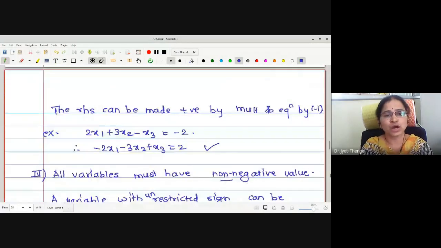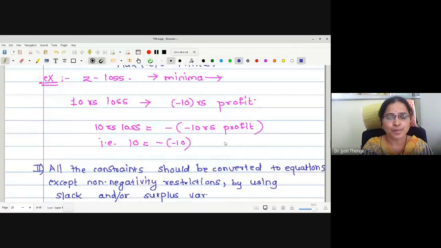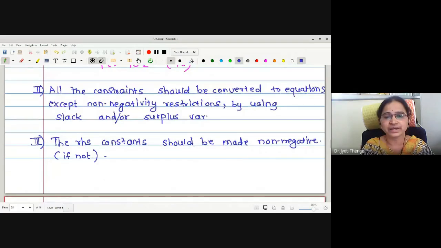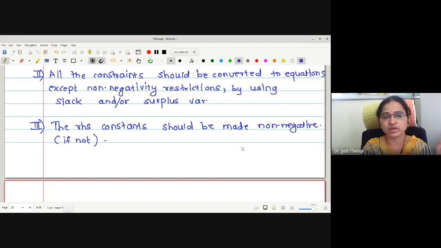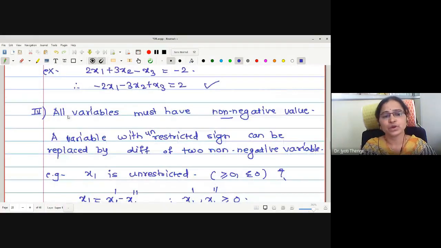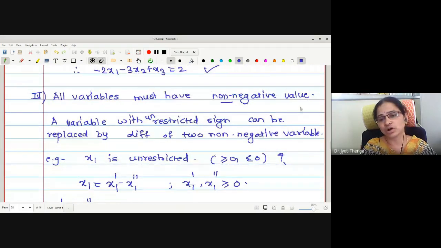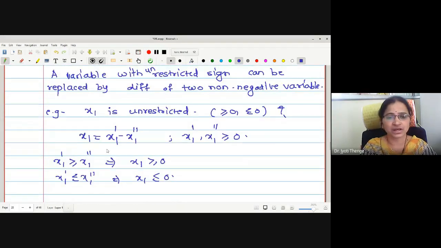Okay, understood how to make the formulation of standard LPP? First, the objective function should be in the maximization form. All the constraint inequalities should be converted to equations by adding slack and surplus as needed. Then third is the right hand side constant must be non-negative. If not, we can multiply by -1. Fourth is all the variables must have non-negative value. If it is not given to be a non-negative variable, then we can replace it by the difference of two non-negative variables.